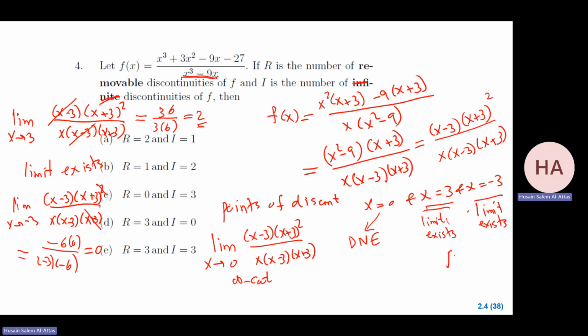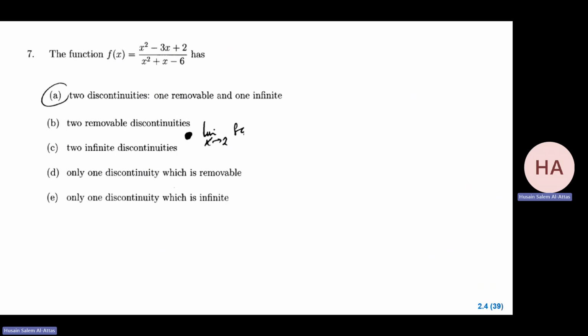So we say here removable. We say here non-removable. So we have r equal to removable, equal infinite, we call it non-removable. So this is my answer. What I will do, I'll find the points of discontinuity, and then I will check. If the limit exists, we call it removable. If the limit does not exist, we call it not removable. Which is easy, just if there is a hole, or the limit goes to infinity for these rational functions.